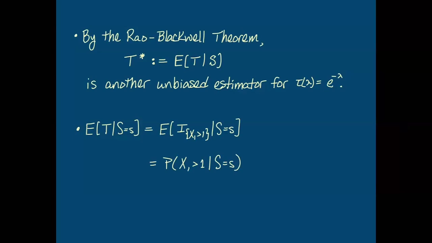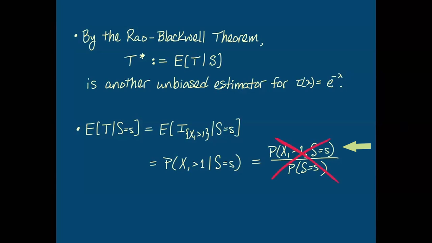You might think that this conditional probability can be computed by looking at the joint probability that x1 is greater than 1 and S equals s over the probability that S equals s. But for continuous random variables, this doesn't make any sense. The probability that S equals some particular little s is always 0 because there's too many possibilities. This numerator would also be 0 because we would have to have two events happen at the same time.